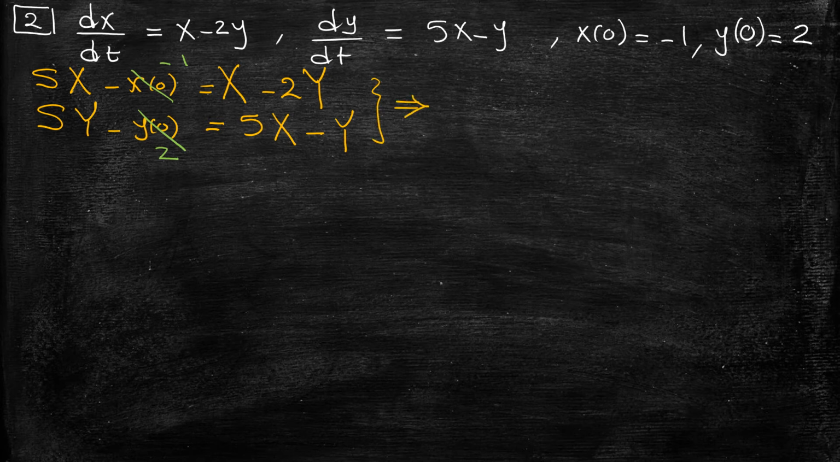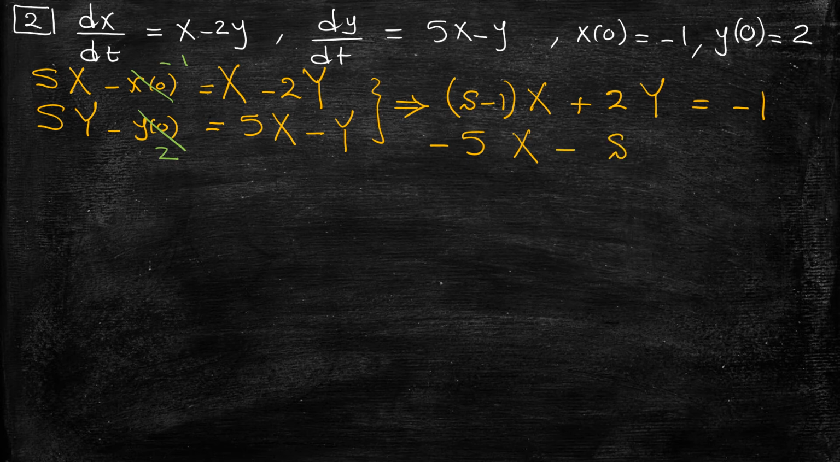Simplifying both equations, I will end up with a coefficient for X, which is here s minus 1, and another coefficient for Y, plus 2Y, equal on the other side to minus 1. And this is the first equation. The second equation, we have this 5X, and we can put this here with a minus sign. I will move everything to the left-hand side, and we have Y as plus 1Y.